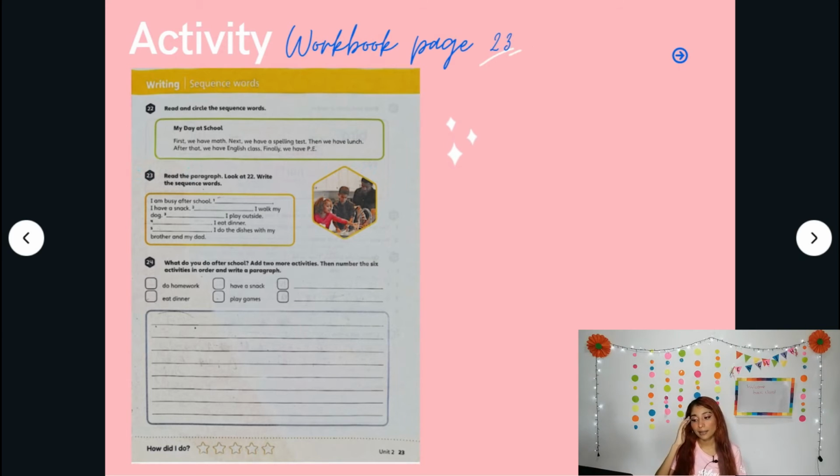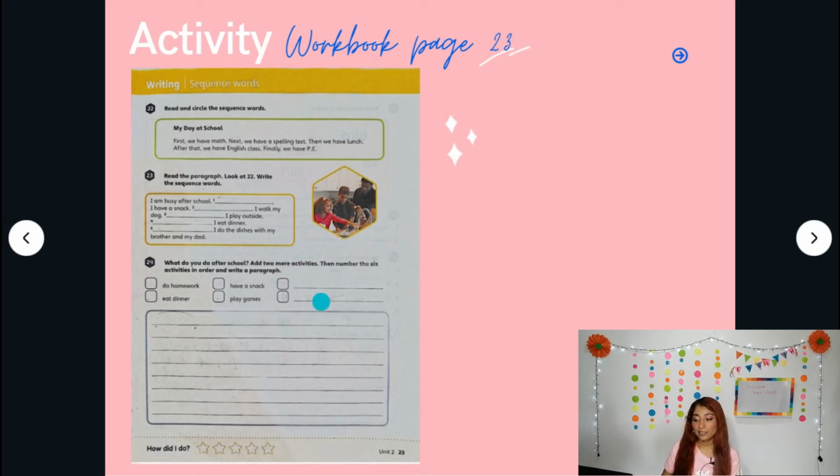Now, when you finish activity 23, you can go to activity 24, and the instruction says, what do you do after school? Add 2 more activities. Then number the 6 activities in order and write a paragraph. Okay, we are going to think about the activities that we used to do when we went to school. So it says do homework, eat dinner, have a snack, play games. The activities that you did after school, después de clases, you have 2 lines to complete. You need to add 2 more activities. Vas a añadir 2 actividades más.